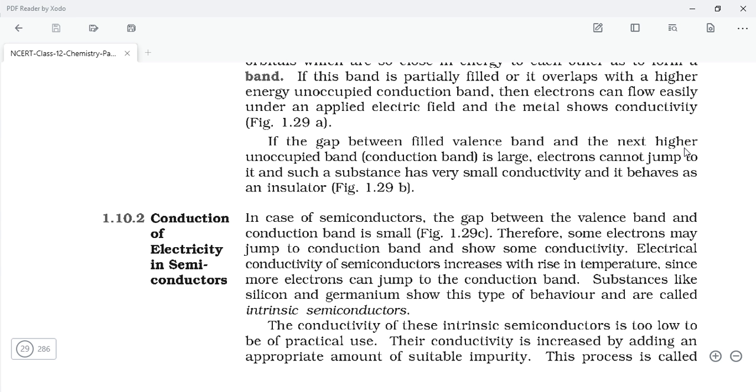Conduction of electricity in semiconductors. In the case of a semiconductor, the gap between the valence band and the conduction band is small. Therefore, some electrons may jump to the conduction band and show some conductivity. Electrical conductivity of semiconductors increases with a rise in temperature.